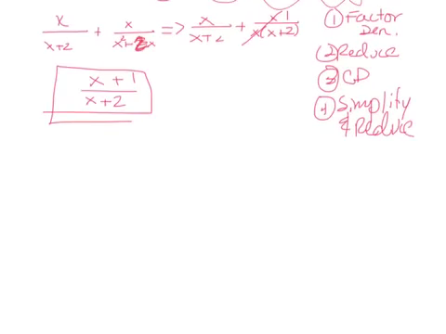Let's look at another example. Let's say I've got x squared divided by x squared plus 3, minus 1/3 x squared divided by x.